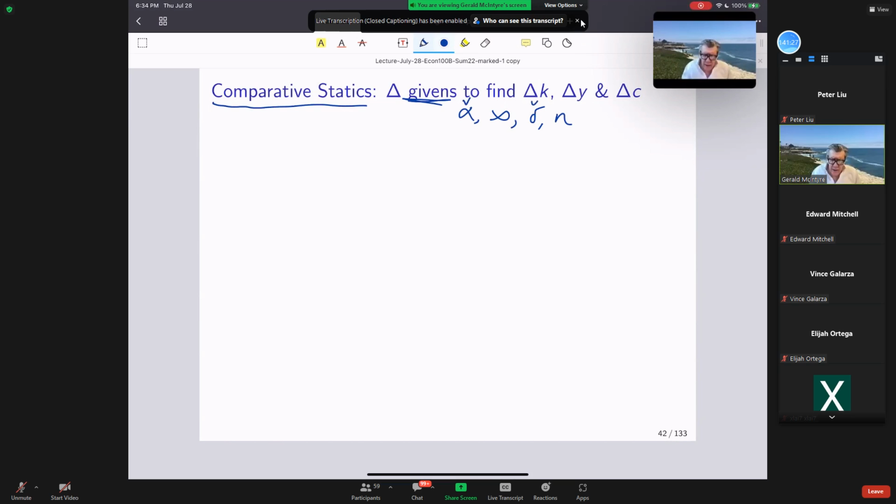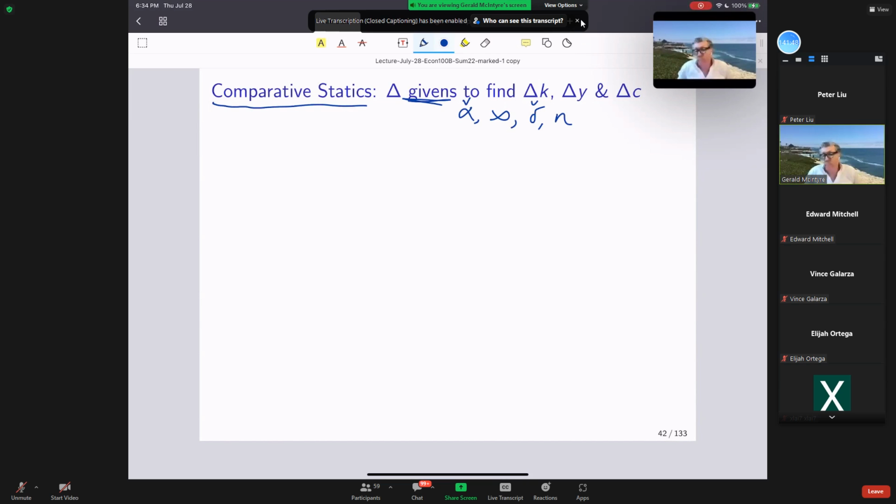Alpha, the capital share, as I've mentioned, is stable in most countries. The US capital share has been roughly 30% for the last 70 years. And the labor share has been roughly 70% for the last 70 years. It doesn't change very much. And that's true for most countries, not all countries.